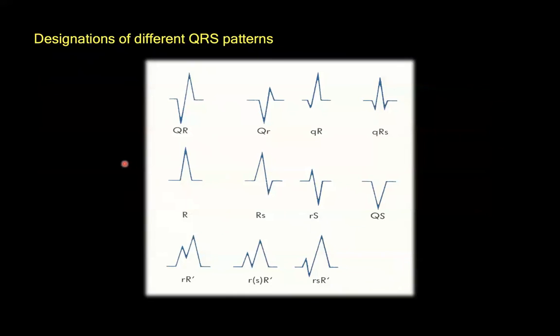Other than that, students, we will have the designations of different QRS patterns. We talk about the small q if the dip of the q itself is less than a third of the height of the R complex. And then we talk about the pathological q or a big Q here if the dip of the q itself is more than a third of the height of the R wave. And they are all the different designations of the QRS pattern.